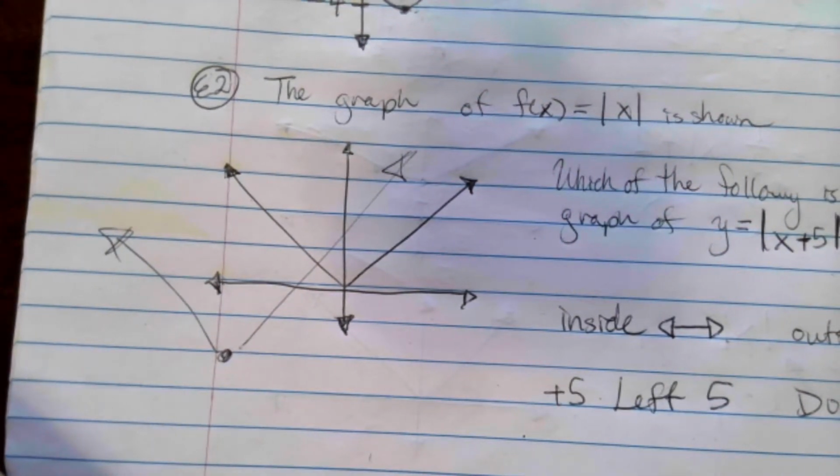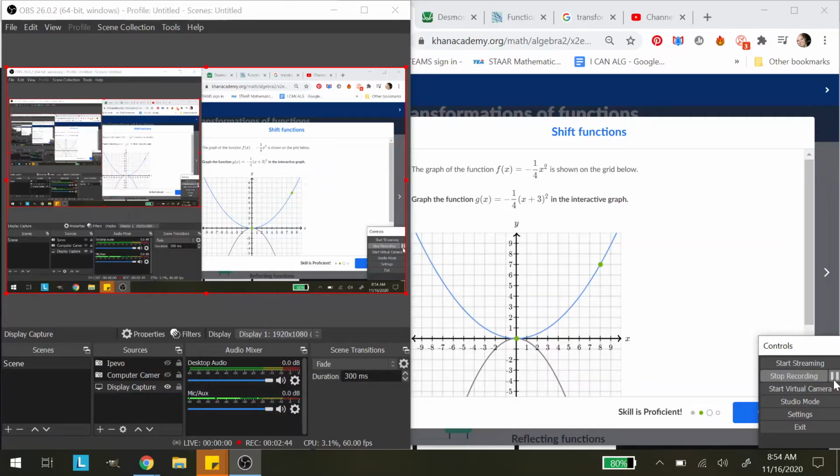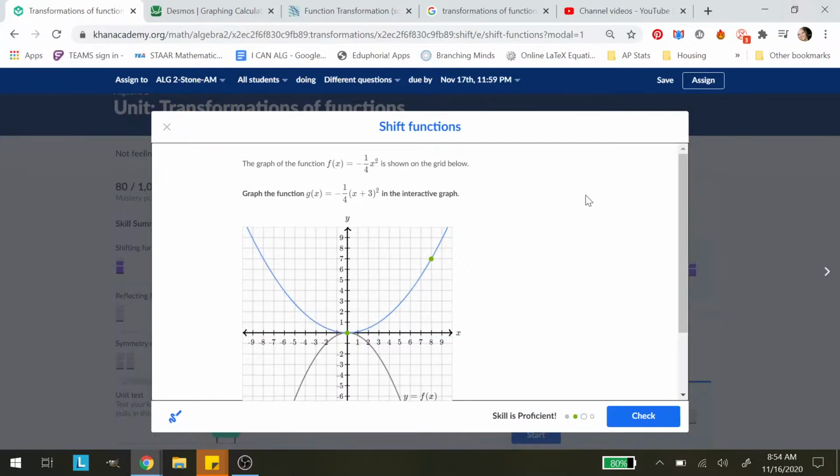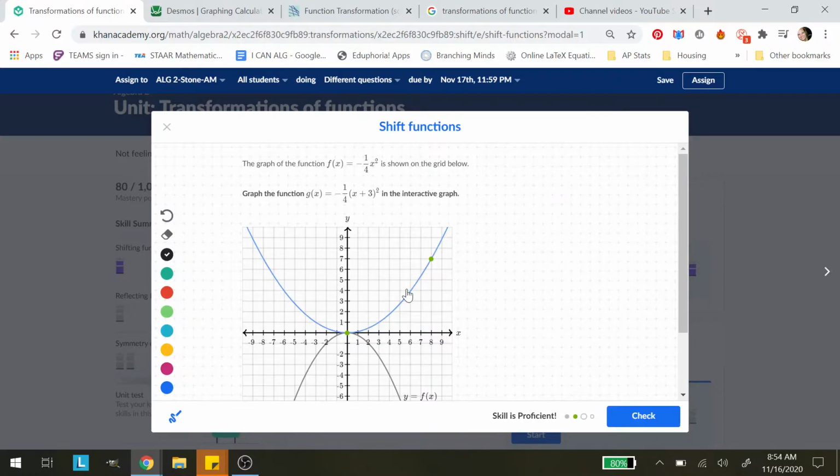Okay, let's do example number 3. So I want to show you this one because it's an interactive tool. It's a little bit easier for me to show you here. So what I want to show you, let's grab my, there's a couple key things here. The key thing that I'm looking at is that 3, right there. That's telling me that we're going to be moving, remember it's inside, so we're going to be moving left.